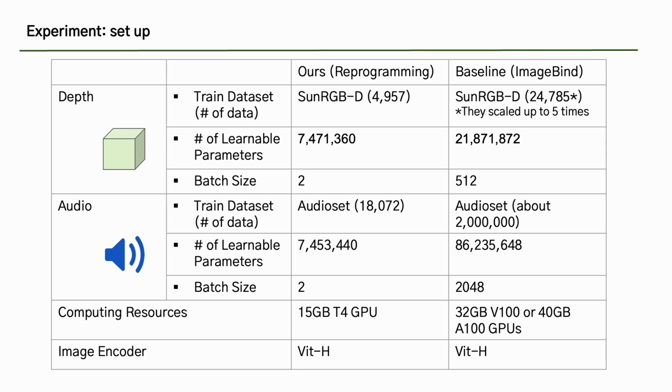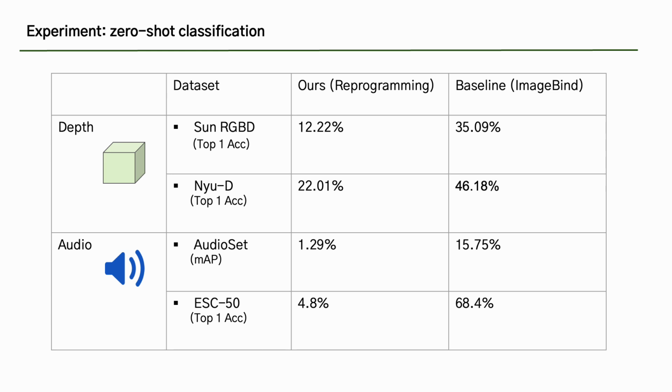However, due to the limitations in computational resources, we utilized a smaller dataset compared to the baseline for training. We evaluate performance through zero-shot classification tasks, which are typically employed to assess the model's capacity to generalize cross-modality relationships. However, with our reprogramming method, we could not reach the baseline performance.